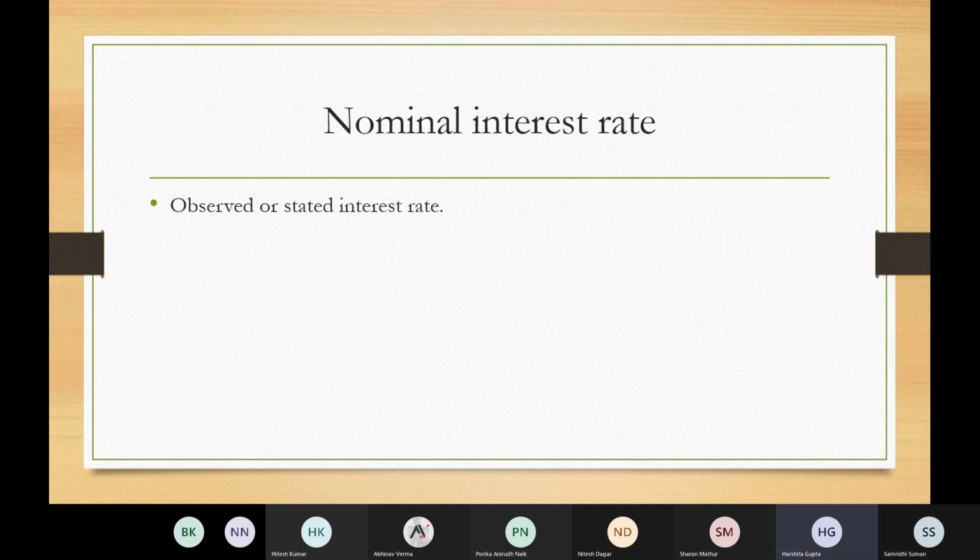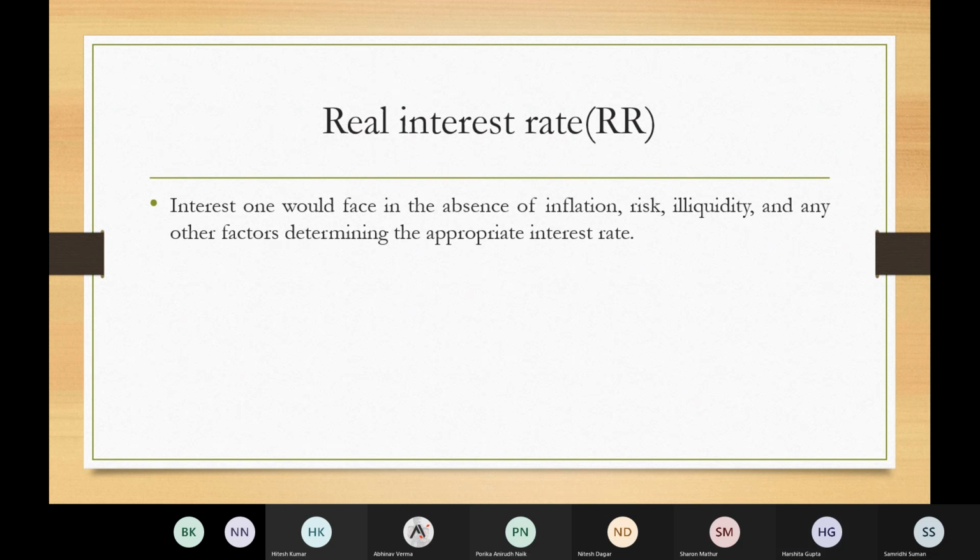So moving forward, nominal interest rate is the stated interest rate that is given in the documents. Moving forward, real interest rate. So the interest rate which we consider after eradicating the impact of inflation or risk or illiquidity, that is the real interest rate, which is the actual cost which is borne by the borrower.